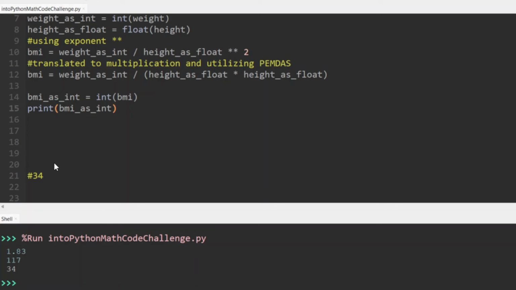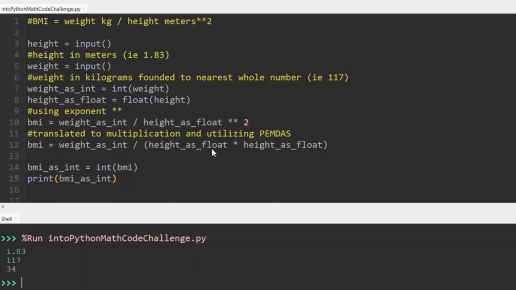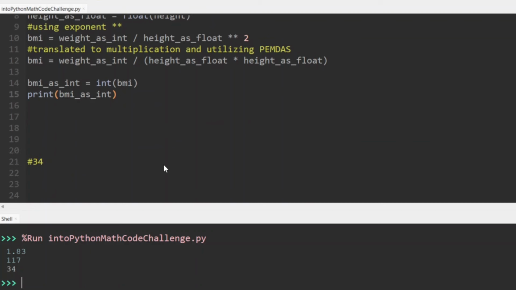Now you might not have done this part where the int of BMI is a rounded whole number. So you might have 33 point something, somewhere around there. But that's close enough. If you got this equation right, that's the main thing. You understand data types, you understand order of operation, the basic math operations. So this should be a pretty good challenge for you. Let's see where you're at.